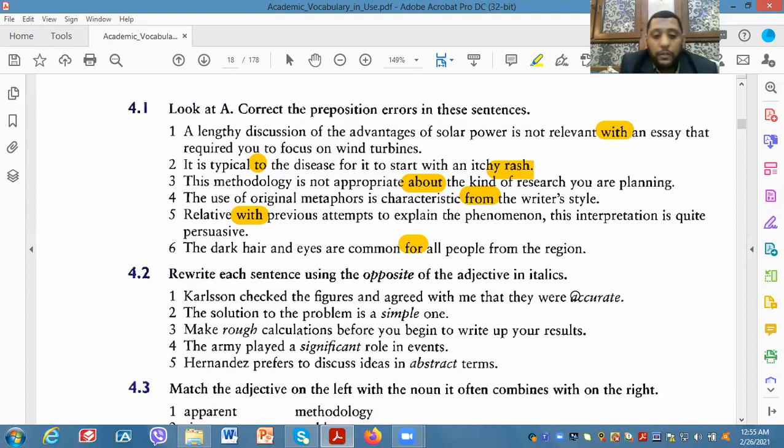Okay, this is number 1. Carlson checked the figures and agreed with me that they were accurate. Again, Carlson checked the figures and agreed with me that they were, what's the opposite of accurate? It is inaccurate. So we need to replace accurate with inaccurate, okay? Carlson checked the figures and agreed with me that they were inaccurate.